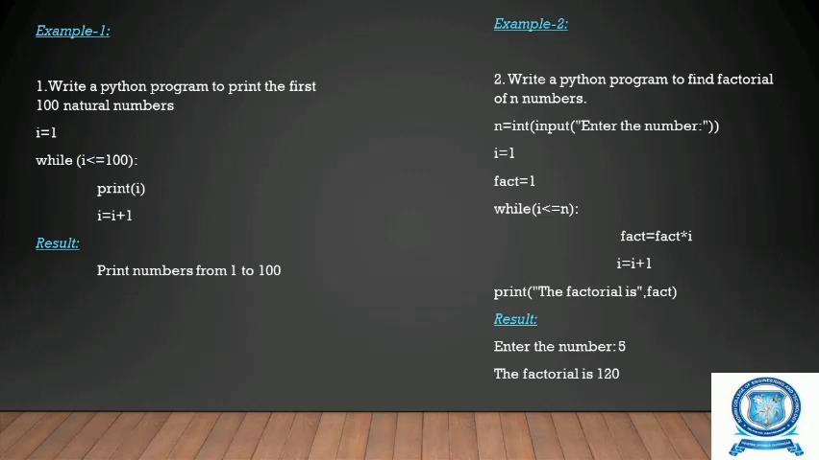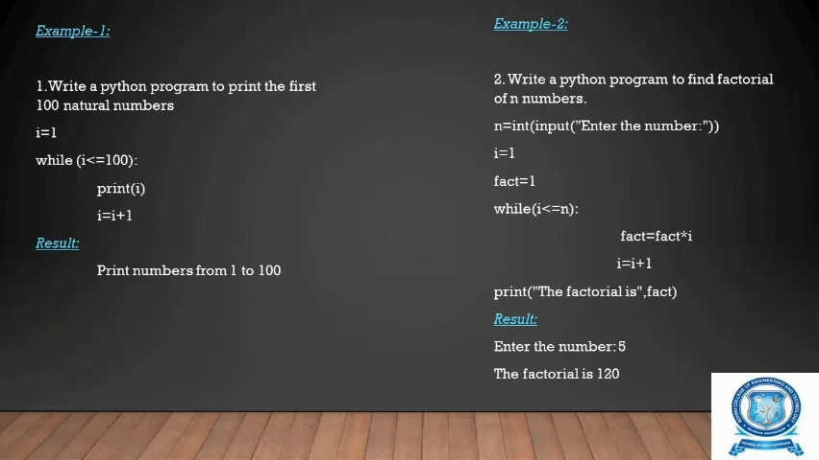So i is equal to 1. First we are initializing the variable i as 1. We are giving the condition as i less than or equal to 100, because we are going to print only the first 100 natural numbers. When this variable reaches 100, then it has to exit from the loop. So that is our condition, and we are giving it inside the while loop. While i is less than or equal to 100, we are going to print the i value. The next step is i = i + 1.